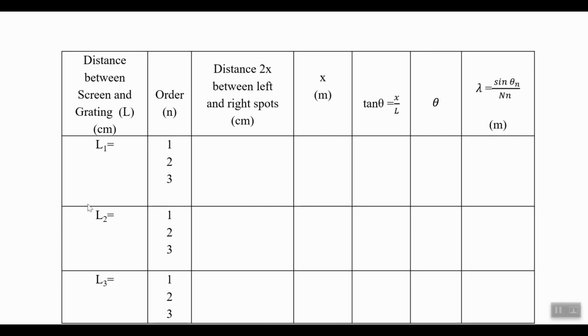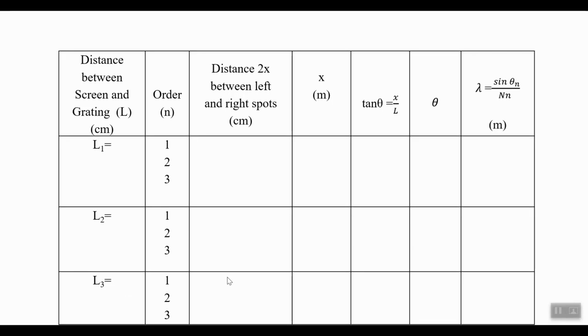Repeat the experiment for different values of L, say 425 centimeters, 450 centimeters, etc. You will get a set of 9 values here. Take the average of these 9 values. That will actually give you the wavelength of that laser beam.